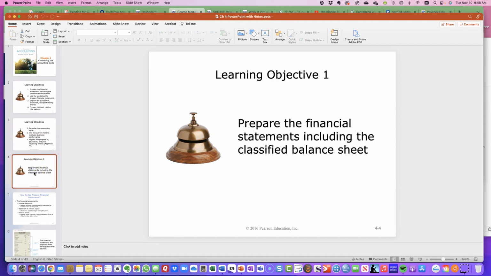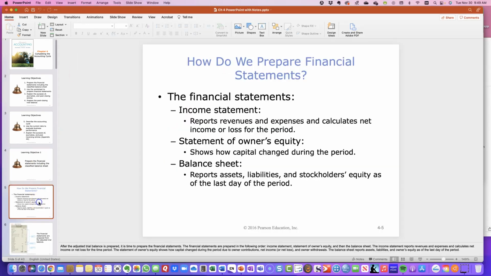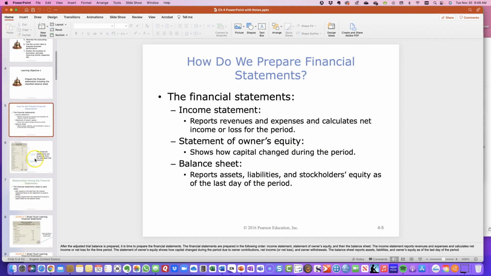So we want to prepare the financial statements, including the classified balance sheet. The financial statements start off with the income statement. As we know, that reports revenues and expenses to get our net income, hopefully not a net loss. We need that net income or loss to add to our beginning balance of retained earnings, plus hopefully net income, minus net loss, to get to our ending balance. And then our balance sheet shows us our assets, liabilities and stockholders' equity as of a point in time.